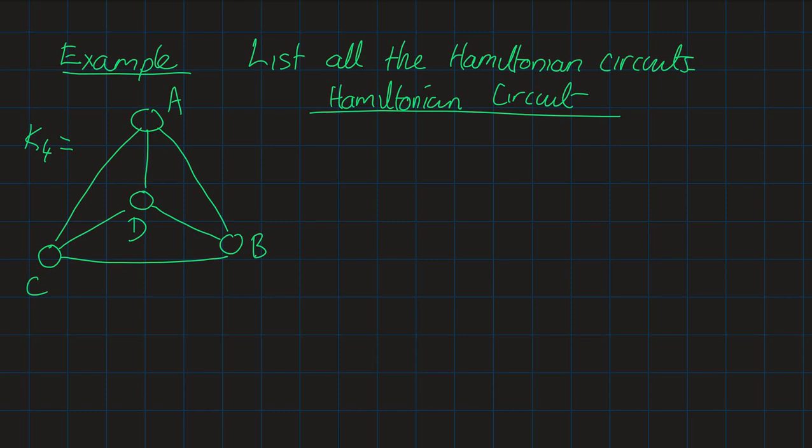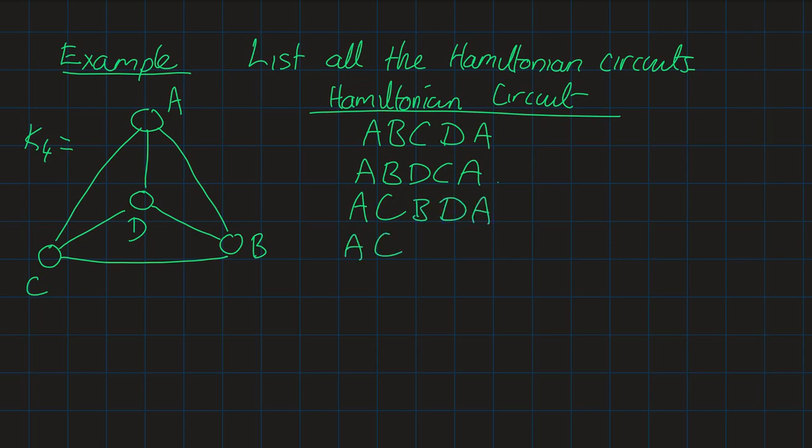Okay, so let's try and list all the Hamiltonian circuits. Well, one of them could be A, B, C, D, A. That's a perfectly good Hamiltonian circuit, so I just write A, B, C, D, A. I could also do A, B, D, C, A. Okay, and I think that's all of them which begin with A, B. So now let's move on to A, C. So I could go A, C, B, D, A. Or I could have done A, C, D, B, A. And now let's move on to the ones that begin with A, D. So I can do A, D, B, C, A. And A, D, C, B, A.